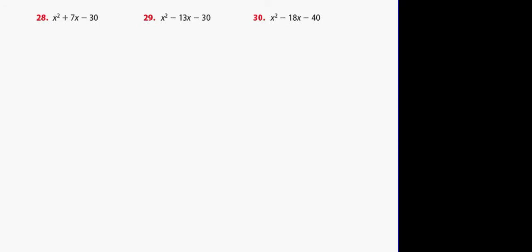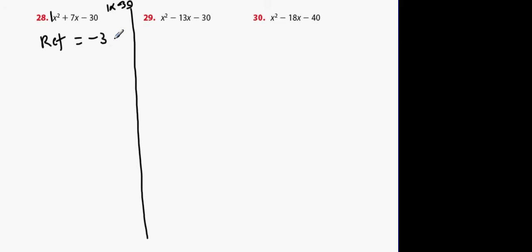Okay, so number 28, the reference number is going to be minus 30, because 1 multiplied by minus 30 is minus 30. And then you're going to break up minus 30 into its factors. You have two choices: probably plus 15 and minus 2, because the bigger factor has to be positive to make a plus 7x in the middle. The second option is going to be minus 3 and plus 10.